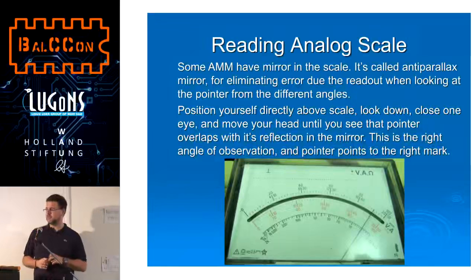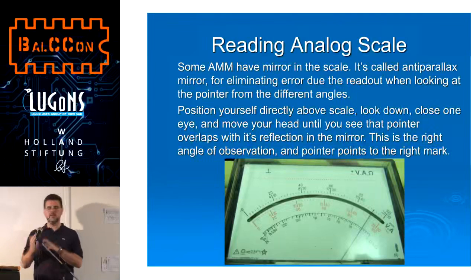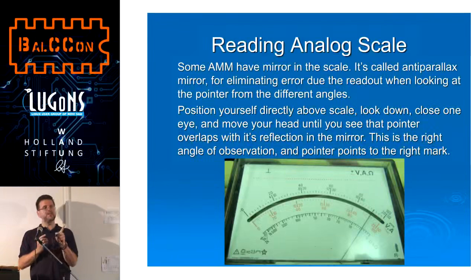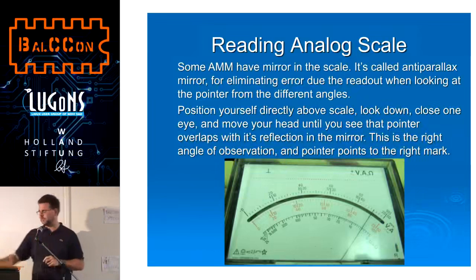There's also a mirror on some old analog multimeters. It's useful to get a more precise readout. You have to look at the mirror from above, and the reflection in the mirror must overlap with the needle, and then you are looking at just the right angle.